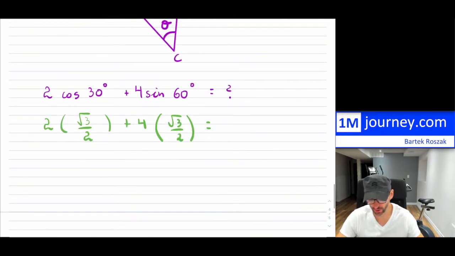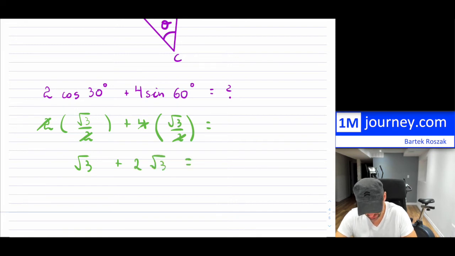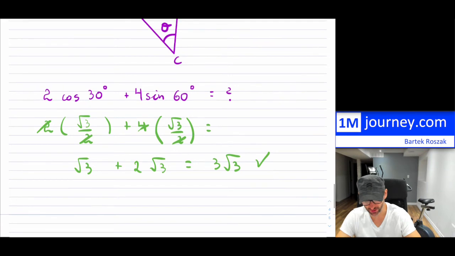Now you can go ahead and simplify. Notice 2 and 2 cancel, so this is square root of 3. 2 goes into 4 2 times, so this is just that. So this is just 3 square root of 3. And that's how you can use these things.